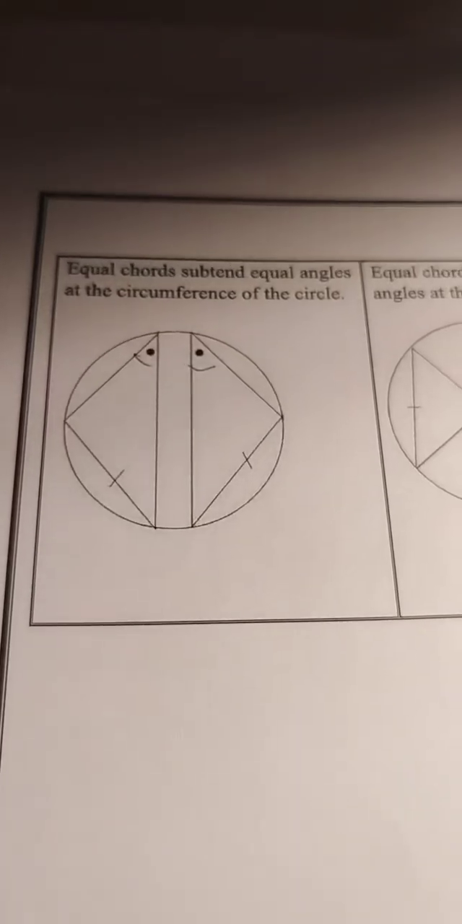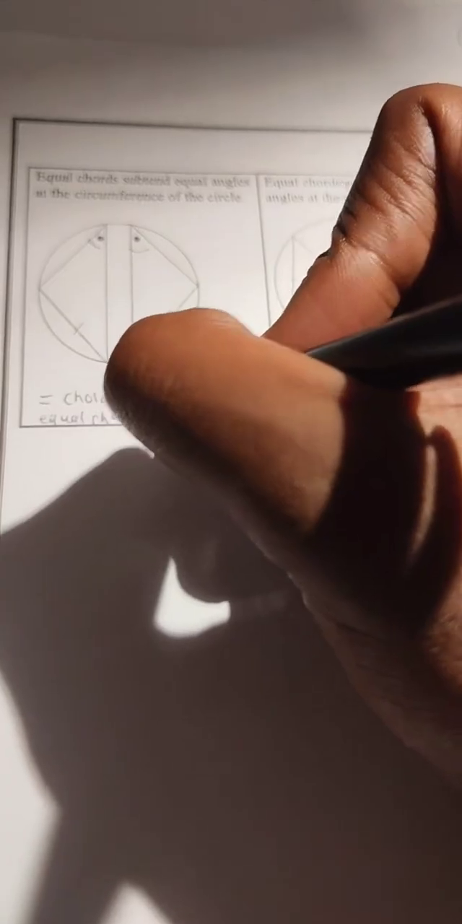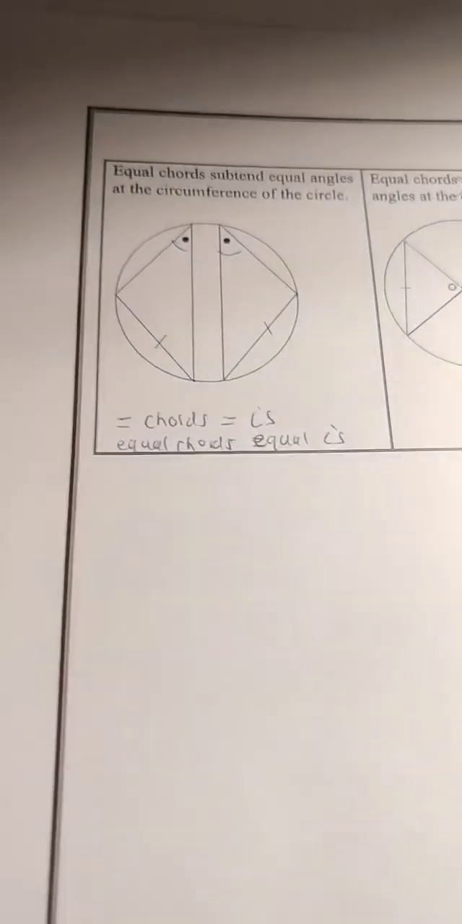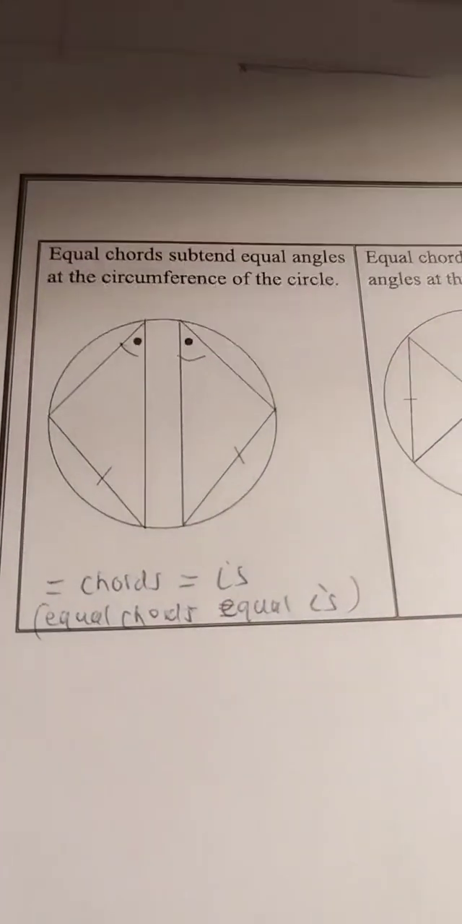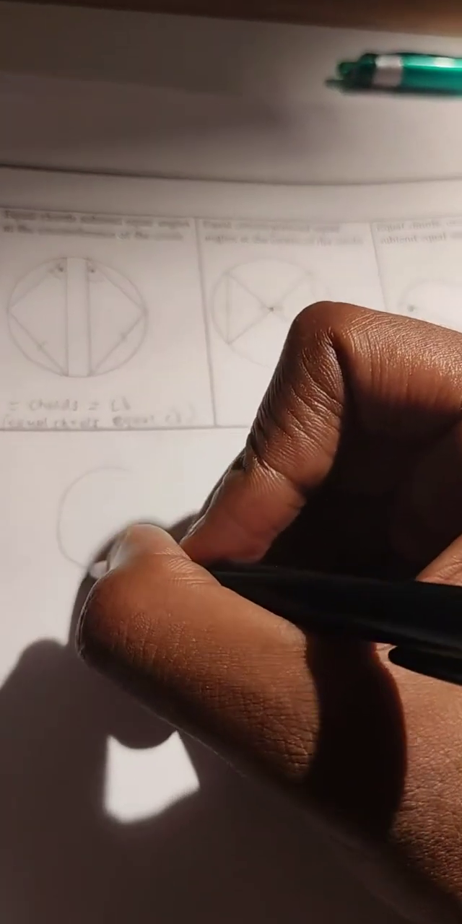Okay, equal chords, equal angles. Okay, equal chords, equal angles. All right, this is the reason. Okay, these triangles could be triangles that also maybe within, just want to show you something here, okay, let's just say that is a chord.